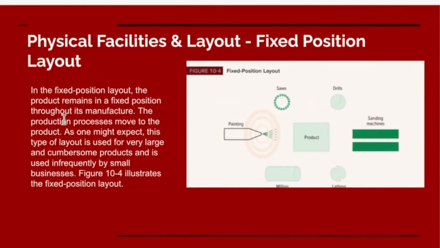And we also have the fixed position product. Now, certain products are fairly big. Airplanes, for example, tend to be fairly big. A Boeing 747 or a 787 or a 777 is a really big piece of equipment. You can't really move it easily. So the fixed position system says, okay, the product stays in the center and all the work is done on it, and you put the equipment around it. So the saws, the drills, the sanding machines are surrounding it as it is assembled. So this is pretty common, usually for large and cumbersome products, as they say.